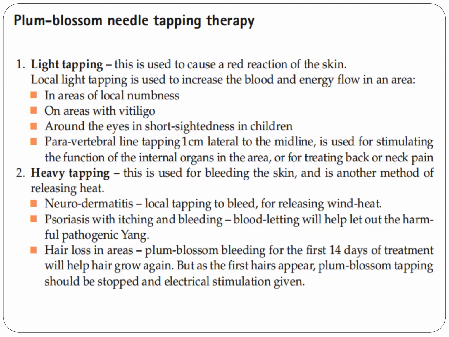So, isa pa po doon sa plum blossom needle tapping therapy, pag light tapping po, this is used to cause a red reaction of the skin. So, namumula po yung skin. Local light tapping is used to increase the blood and energy flow in the area. Kaya mamumula siya dahil matutonify mo, nagagalaw mo din, magpo-flow yung dugo doon. In the area of local numbness, yung may mga pamamanhid, on the area with vitiligo, around the eyes, and short-sightedness in children.